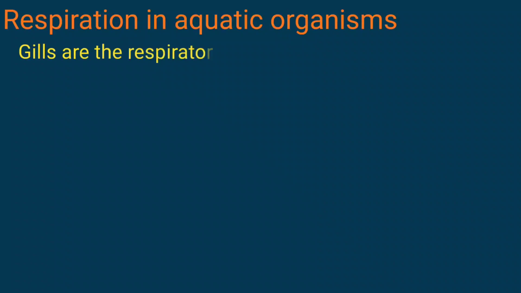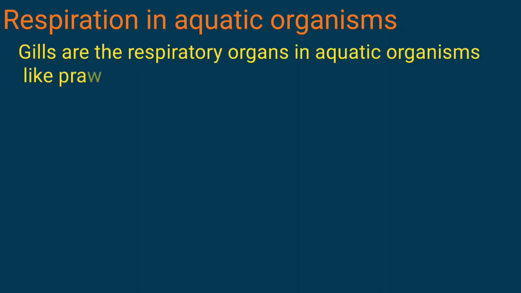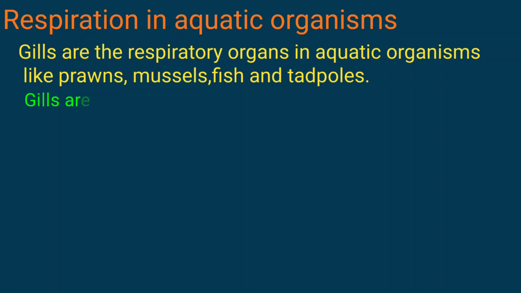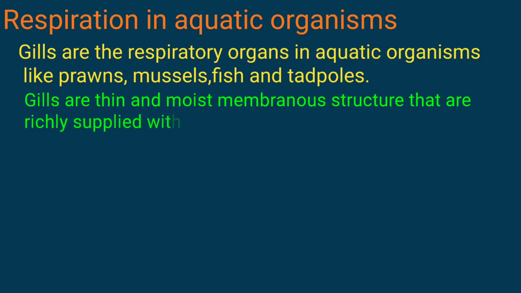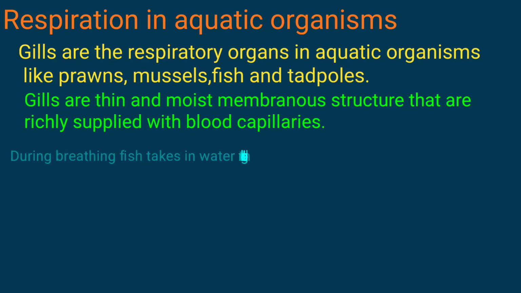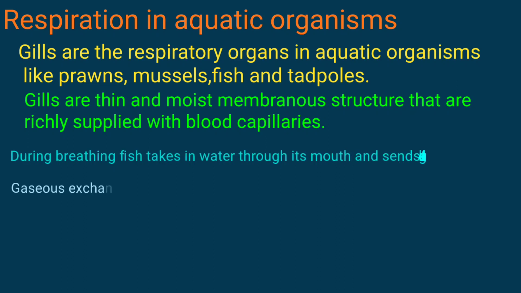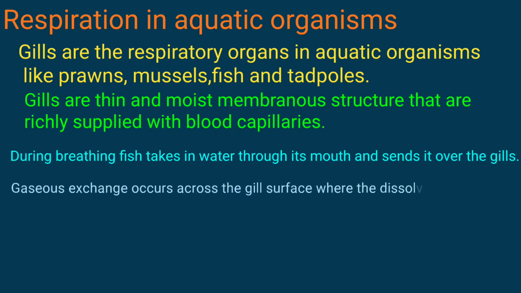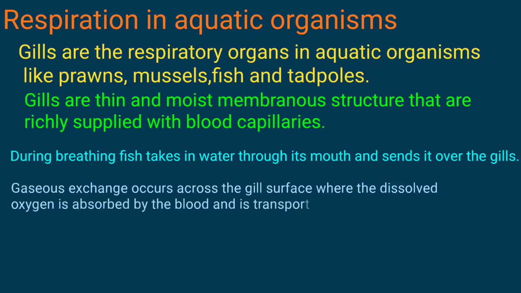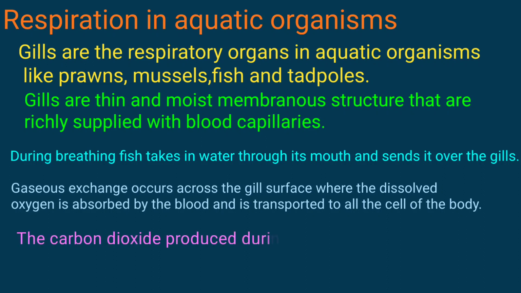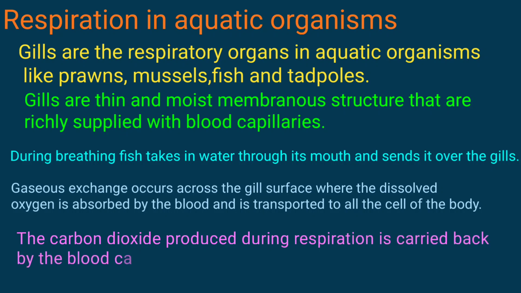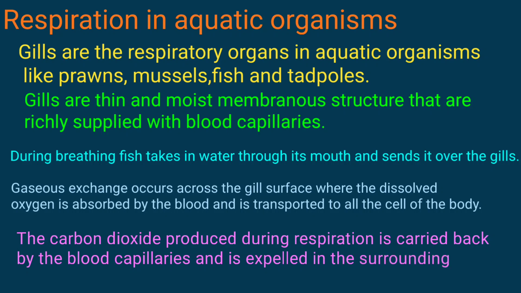Respiration in aquatic organisms. Gills are respiratory organs in aquatic organisms like prawns, mussels, fish and tadpoles. Gills are thin and moist membranous structures that are richly supplied with blood capillaries. During breathing, fish take in water through the mouth and send it over the gills. Gaseous exchange occurs across the gill surface where the dissolved oxygen is absorbed by the blood and is transported to all parts of the body cells. The carbon dioxide produced during respiration is carried back by the blood capillaries and is expelled into the surrounding water.